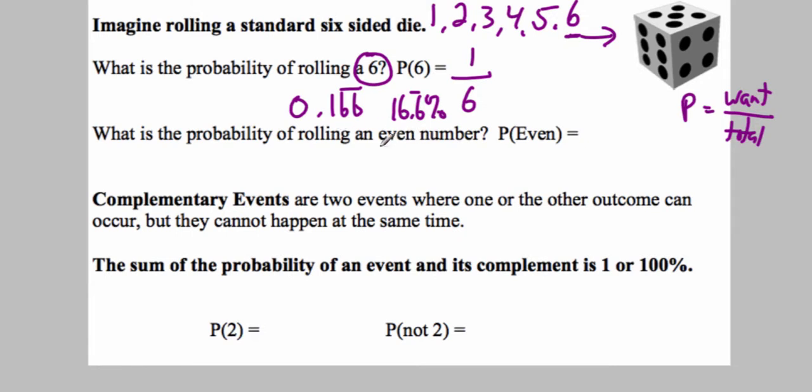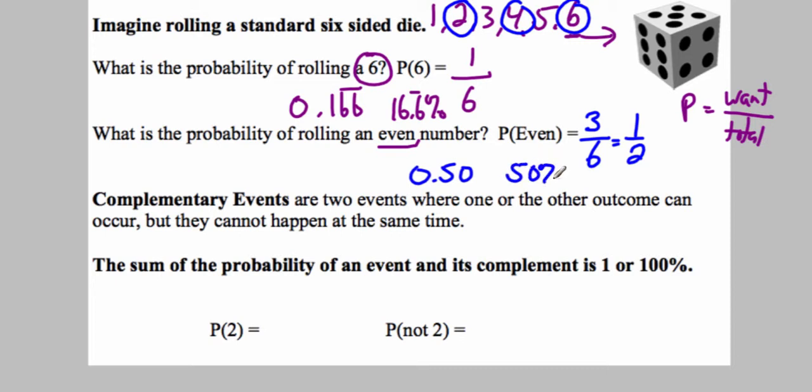What's the probability of rolling an even number? So an even number, I could have a 2, a 4, or a 6. So that means 3 possibilities out of 6, or a 1 out of 2 chance. Always simplify your fractions. 3 out of 6. So as a decimal, that'd be 0.5, or as a percent, 50%. Okay? You're just counting how many ways can I get what I want out of how many total possibilities.